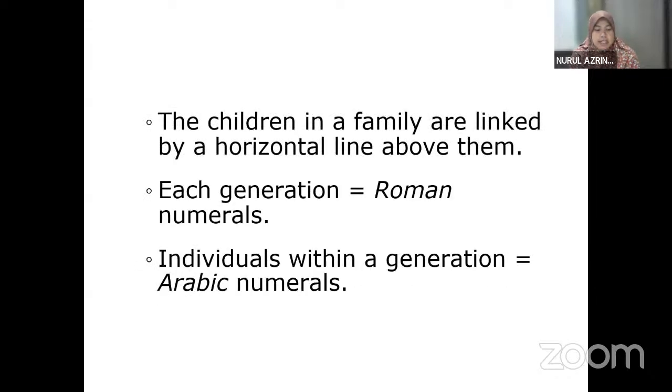So the generation is the Roman numeral. So generation tu yang nombor-nombor yang ini. So this one is related to the generation. And the individual is given by the Arabic numeral. Mida pun tak tahu kenapa nama dia Arabic kan, sedangkan dia 1, 2 kan. Tak apalah. So individual is given by this numeral.